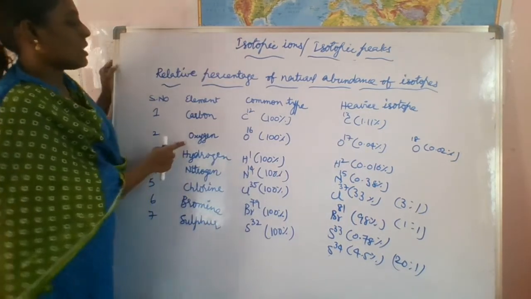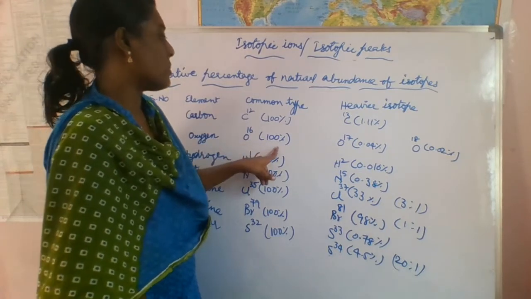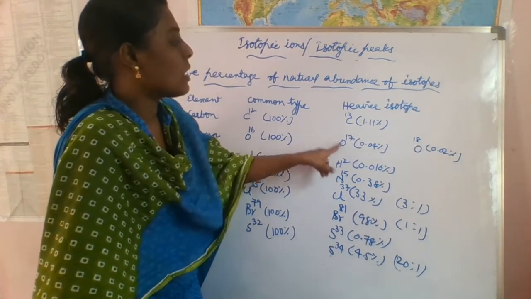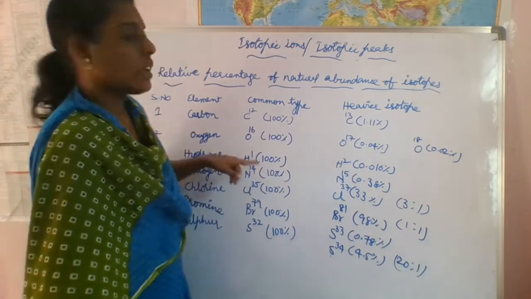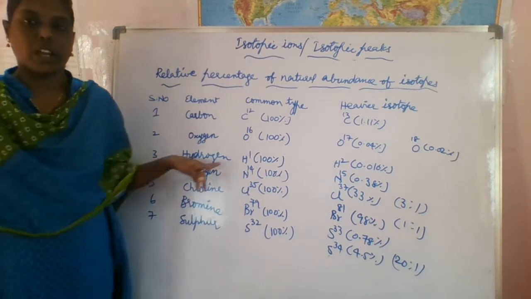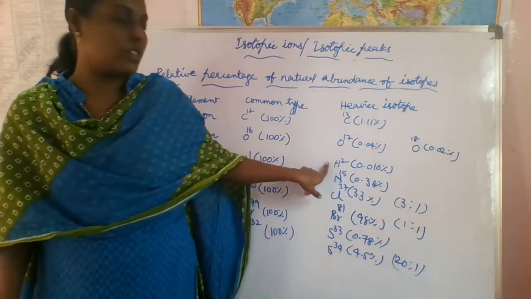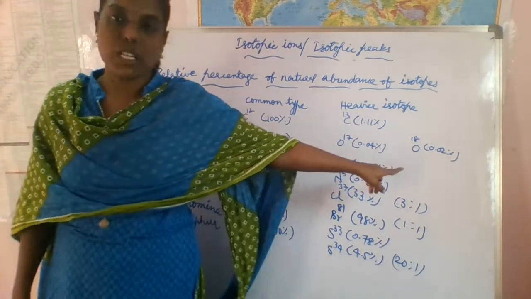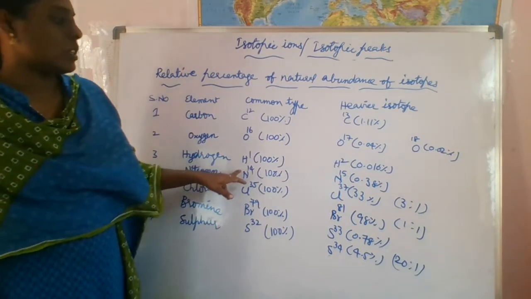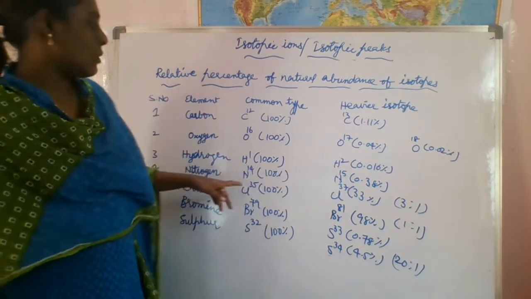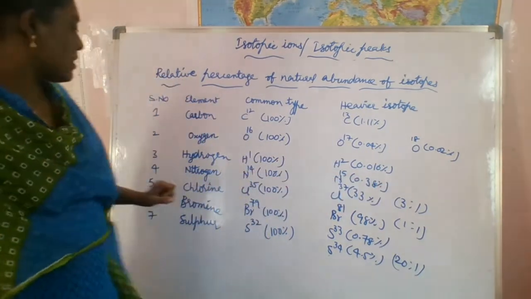And what about oxygen? O16 is available as 100% in nature, but the heavier isotope is available as 0.04 percent. Hydrogen is 100%. What about deuterium? 0.016 percent. Next, nitrogen: N14 is there, N15 is there. If N14 is 100%, N15 is 0.38 percent.